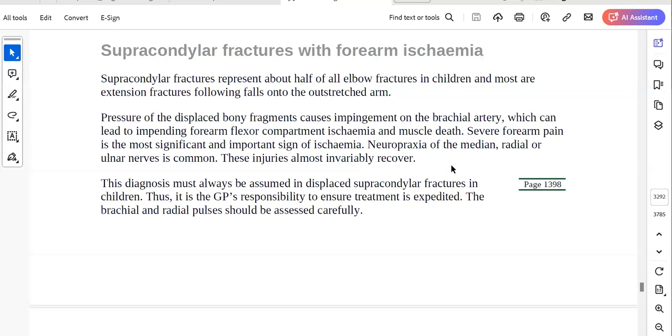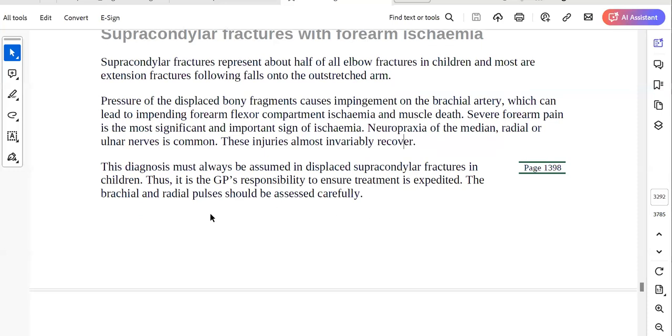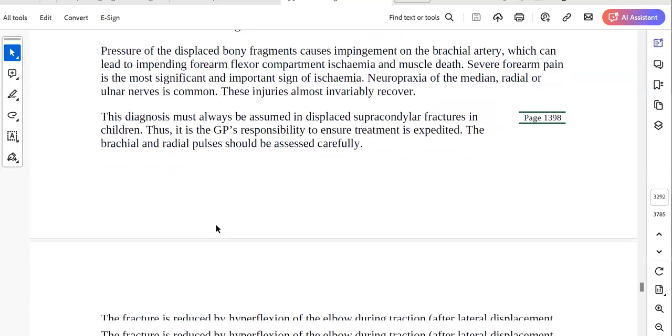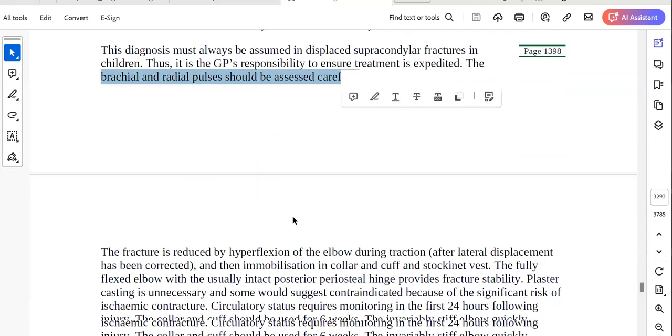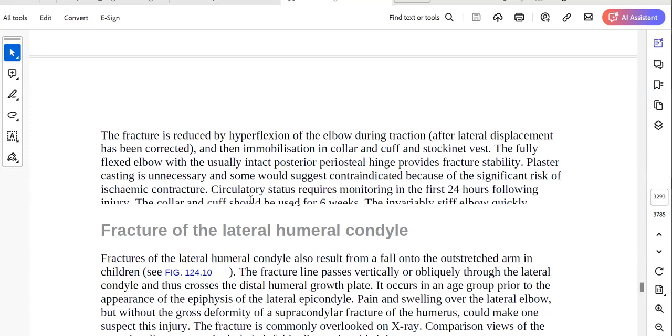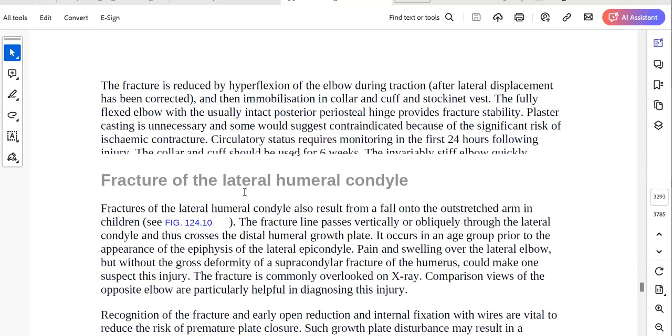This can also cause radial nerve, median nerve, and ulnar nerve injury. That's why this is bad, because lots of nerves and arteries are there. So brachial pulse and radial pulse should be assessed in this patient. So how do we manage or treat a supracondylar fracture?